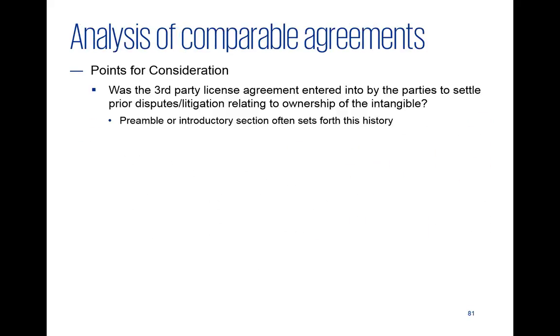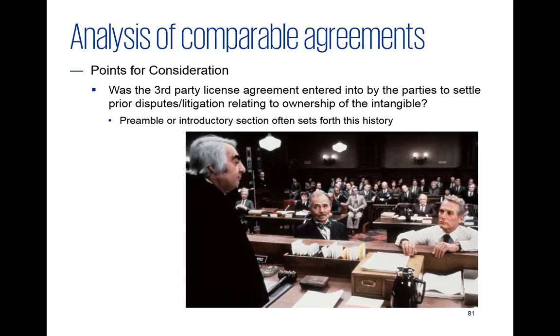Another point to consider is when you have a third-party agreement that was entered into by the parties in order to settle a litigation problem or a dispute relating to the ownership of the intangible. Often this is going to be in the contract between them, specified in the introduction or in a preamble that says, in order to conclude this litigation the parties have agreed as follows. Now, let's think about this. This doesn't happen from a transaction where two unrelated parties willingly entered into the contract to license the intangible. It usually comes about where one party has infringed upon the intellectual property rights of the other.